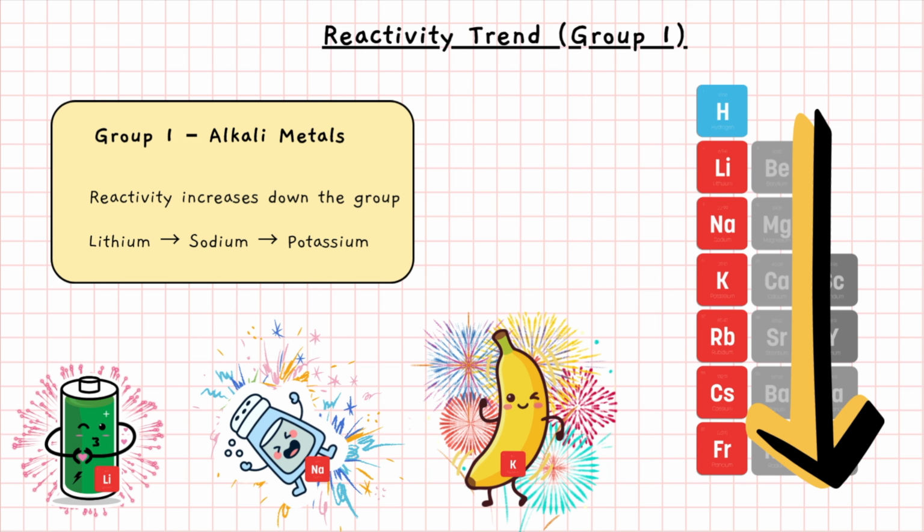As you go down Group 1, reactivity increases. This is because the outer electron is further from the nucleus. The attraction is weaker, so it's easier to lose.